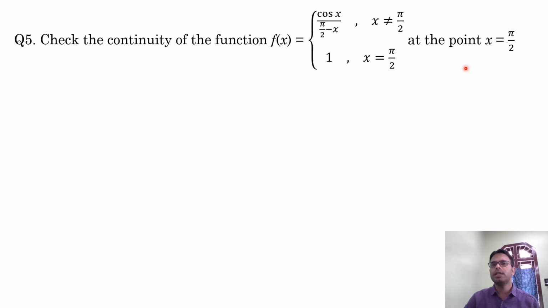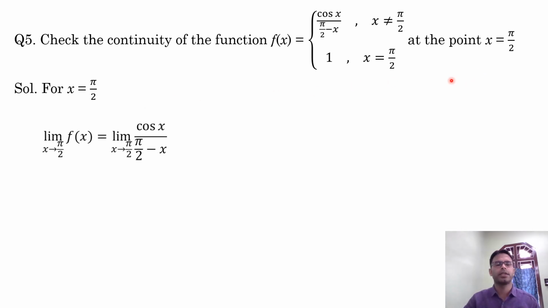This time the point is x is equal to pi by 2. So let me start with that line. So for x is equal to pi by 2, that is our point pi by 2, and now we just find the limit value of the function for x tends to pi by 2. So limit x tends to pi by 2 f(x), and the concept x tends to pi by 2 means x should not be equal to pi by 2. And that line is present here, x not equal to pi by 2. So we are to adopt the value of f(x) as cos x by pi by 2 minus x.